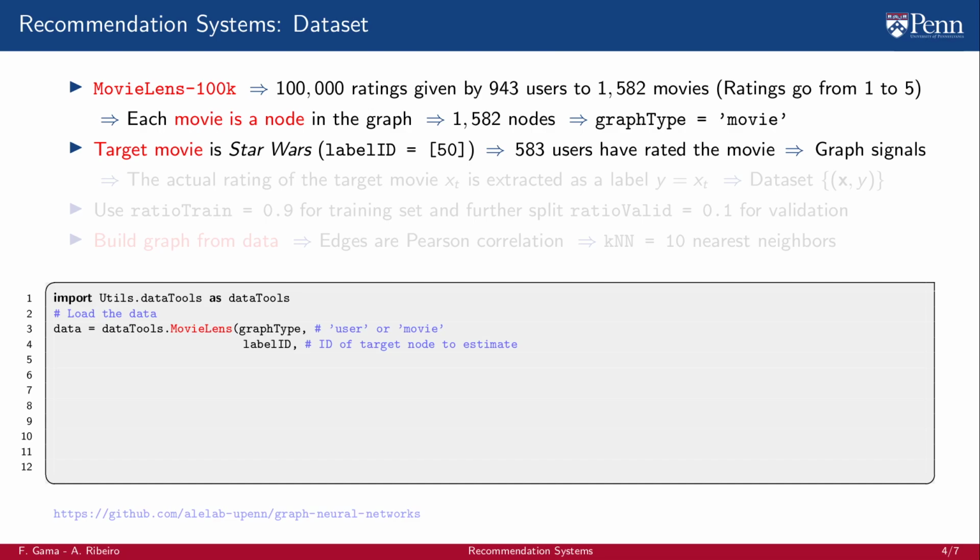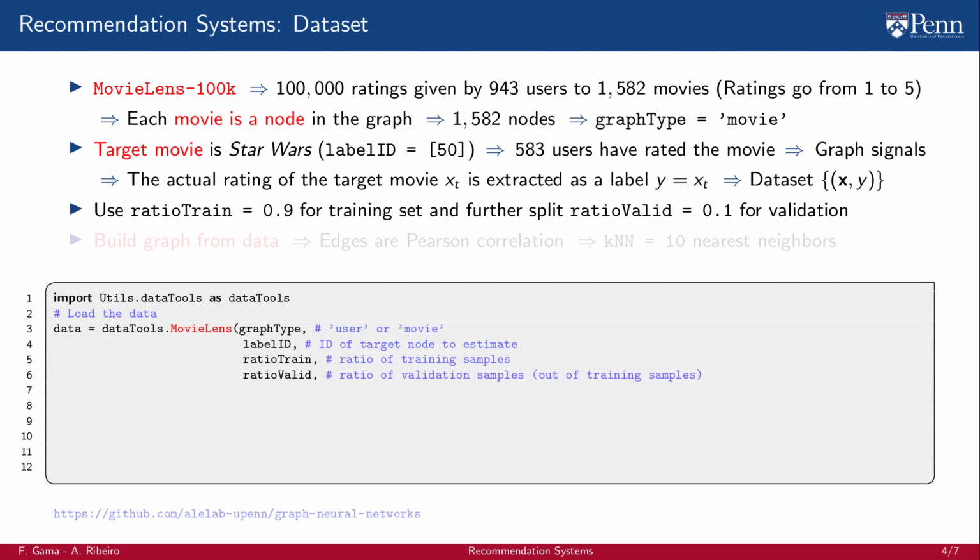583 users have rated the movie. Each of these users is equivalent to a different graph signal. Thus, choosing this movie gives us the largest available dataset of graph signals. We also remark that the rating given by each user to the Star Wars movie is extracted as a label and zeroed out in the corresponding graph signal. This gives us a label dataset that can be used for supervised learning.